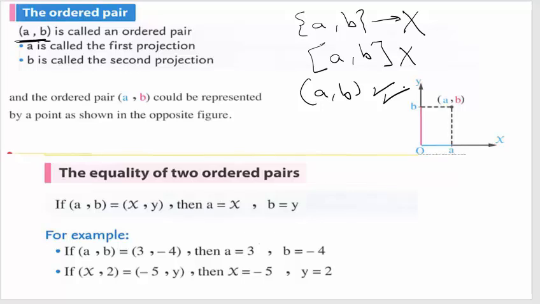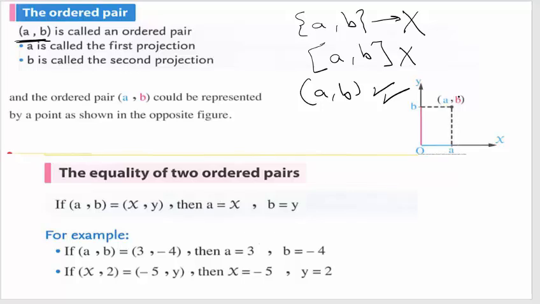So what is the meaning of an ordered pair? The word order means that the order of the two letters is very important. When I say an ordered pair (a, b), it means that a is called the first image and b is called the second image, or a is called the first projection and b is called the second projection. To locate the ordered pair (a, b) on the Cartesian plane or on the graph, we move on the x-axis, the horizontal axis, the distance a, then we move upward or downward the distance b.